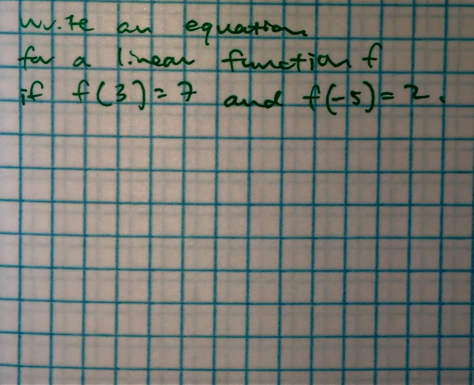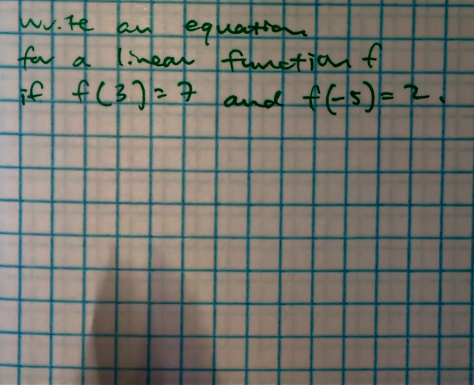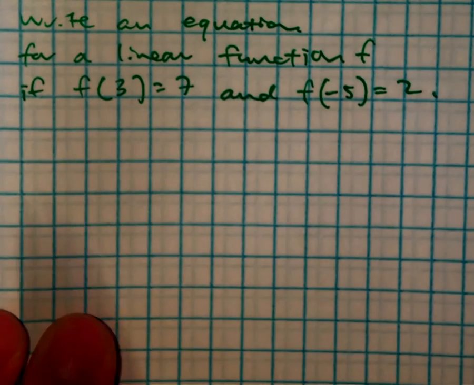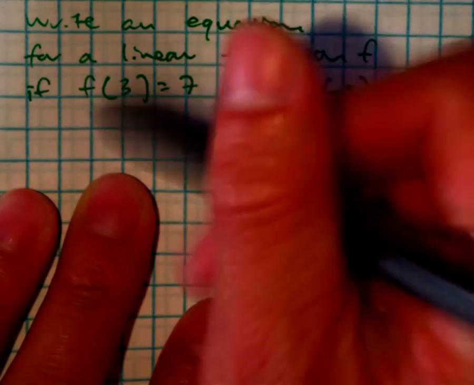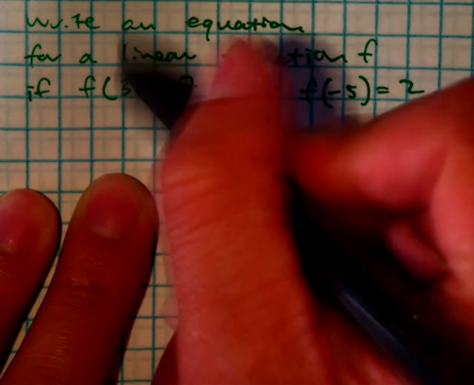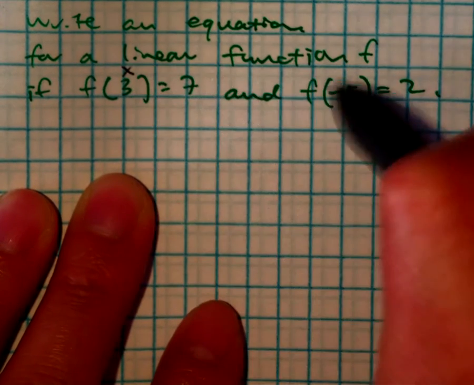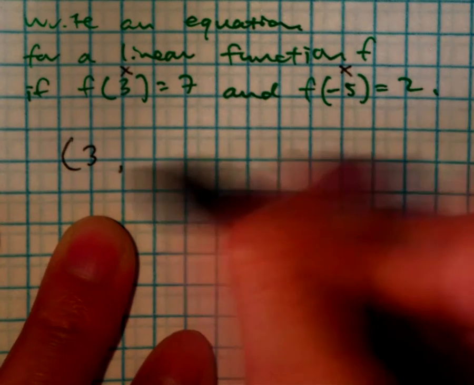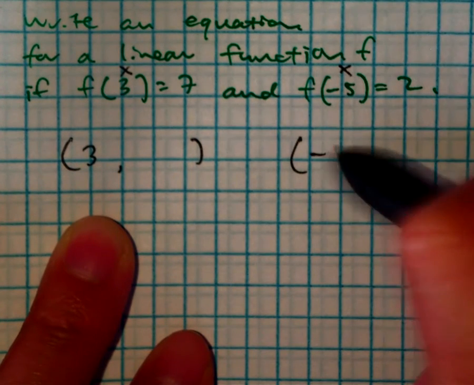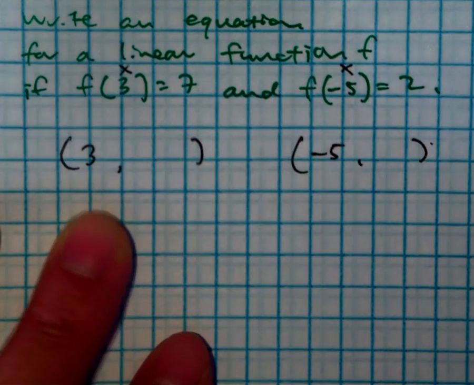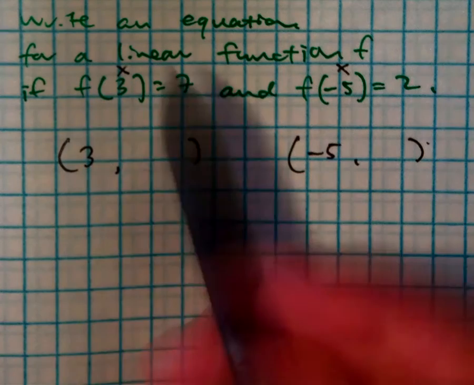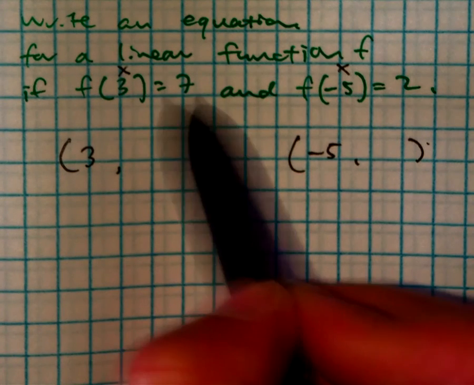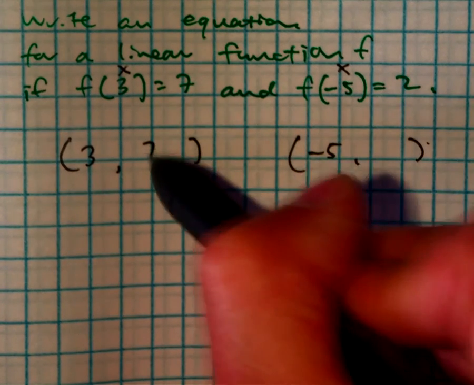It tells you to write an equation for a linear function if f of 3 equals 7 and f of negative 5 equals 2. So you should have seen that this is actually an ordered pair. This is just function notation. Here is your x value. So these are your ordered pairs. And then the output equals 7 is your y value.